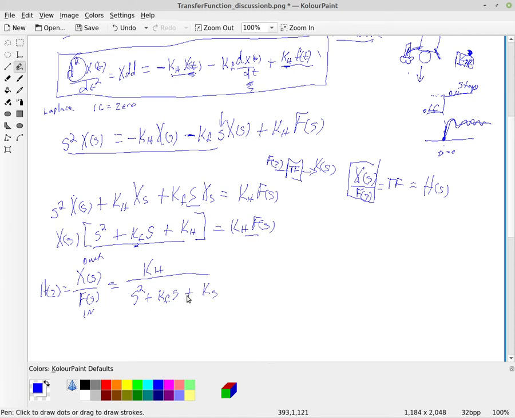So remember, s represents derivatives, but it also represents the frequency response here. So this then is my transfer function. This is a second order transfer function because it's got s squared in there. It's a second order system. Anytime you're going to have any oscillations, you must have at least a second order system.